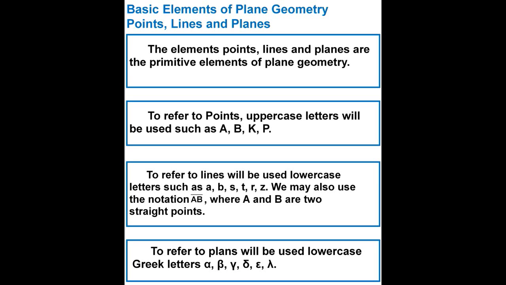We can also use the notation that refers to 2 points, A and B, of the line, with a dash over the 2 letters, where A and B are 2 collinear points. The slide shows the representation using 2 uppercase letters with a dash over the letters A and B. To refer to the planes, you use the lowercase Greek letters alpha, beta, gamma, delta, epsilon, and so on.